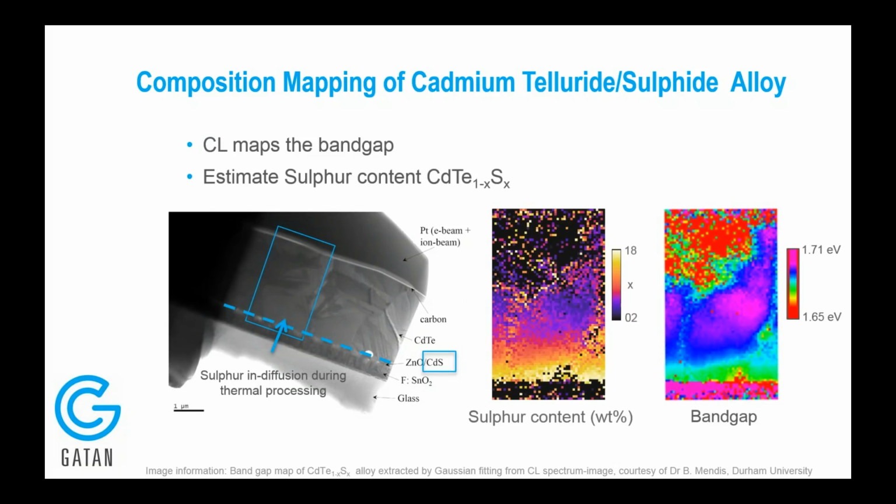You can see that map here on the right-hand side. You can see that we have a change in the bandgap as we go through the thickness of the material, but also at the point where we have a grain boundary, we also see a significant change in the bandgap compared to its neighbors. So the crystal structure and the grain boundaries play a very important role in controlling the electronic properties in this material. And of course, once you know the bandgap, you can calculate back to the sulfur content. So you can get back to the alloy concentration as well.